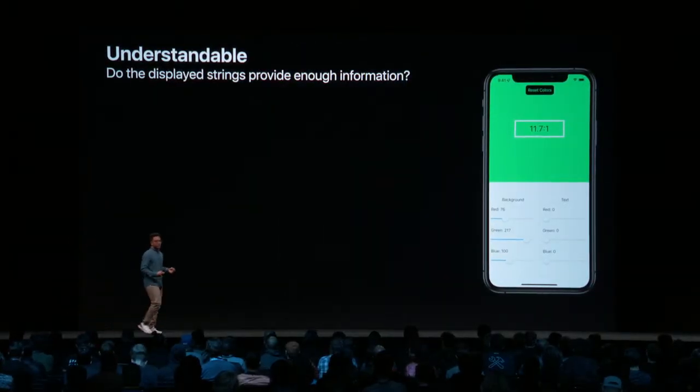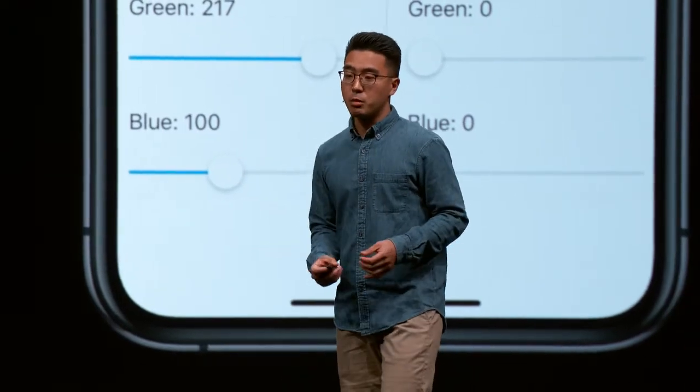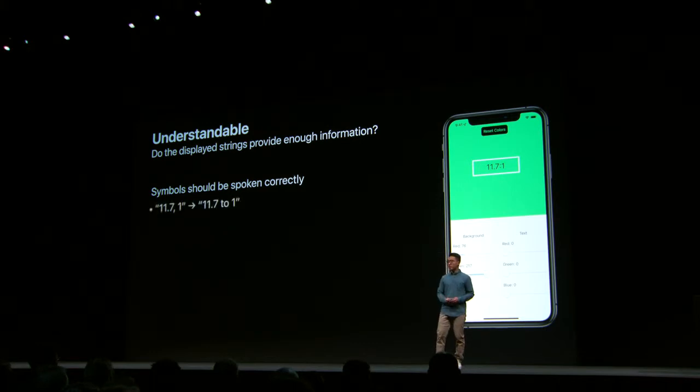So there were a couple of things in the video that stood out to me with the label at the top. First, there was a symbol that wasn't read out. VoiceOver doesn't always read out your punctuation depending on settings. And in a situation like this, where the punctuation represents that this is a ratio, we should pass that information on to VoiceOver. So 11.7.1 should read 11.7 to 1.